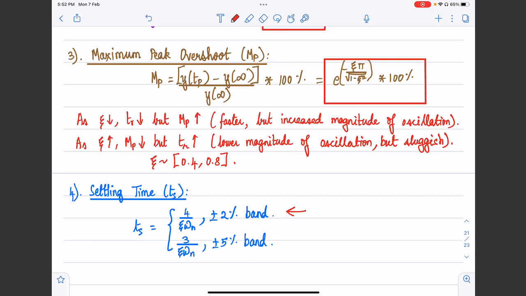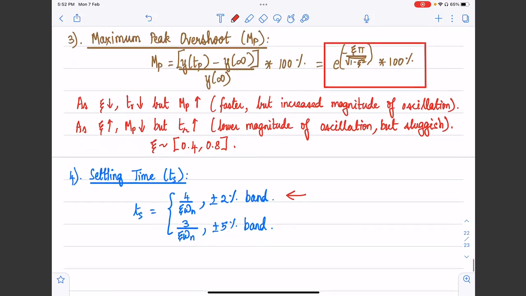So when we say it's a sluggish response, it means it's a highly damped system. Yes, a sluggish response means that the damping ratio is higher, right? So let's say the damping ratio is 0.9. So the peak overshoot will be low, right? But then the price will be that it will be sluggish.